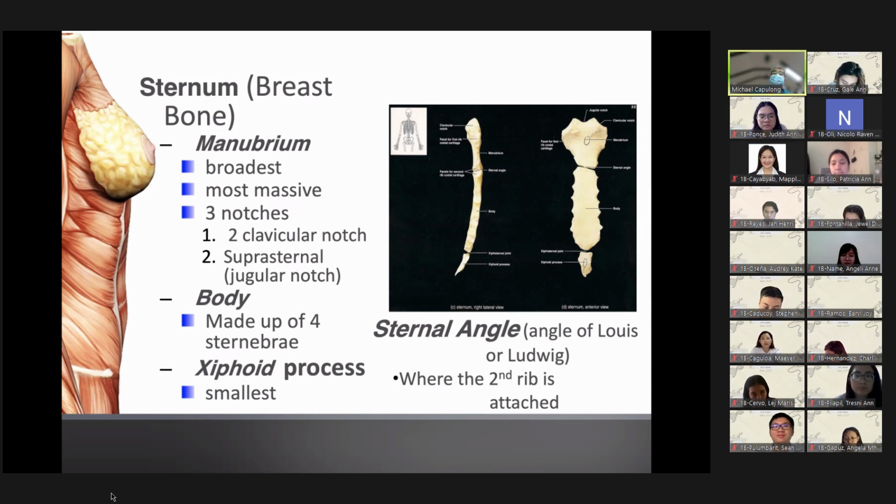Okay. So you have here your sternum or your breastbone. This is subdivided into three parts: your manubrium, the body of the sternum, and your xiphoid process. Your manubrium will have 3 notches: 2 clavicular notches wherein the clavicles will be attached, and 1 suprasternal or jugular notch. The body is the biggest portion. And you see here the attachments of the other ribs. At the sternal angle, you have the attachment of the second rib here.